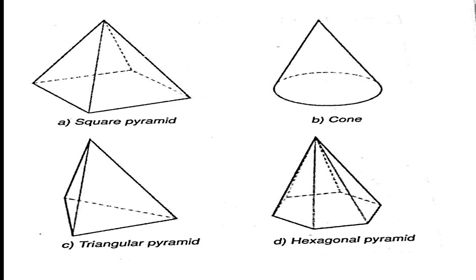Good. Then diagram B is a cone. A cone, we said, is a pyramid with a circular base. Then diagram C is a triangular pyramid. Why triangular pyramid? Because the base takes the shape of a triangle, and therefore it is called a triangular pyramid. Then diagram D is a hexagonal pyramid. Why hexagonal pyramid? Because the base is a hexagon, and therefore it bears the name hexagonal pyramid.